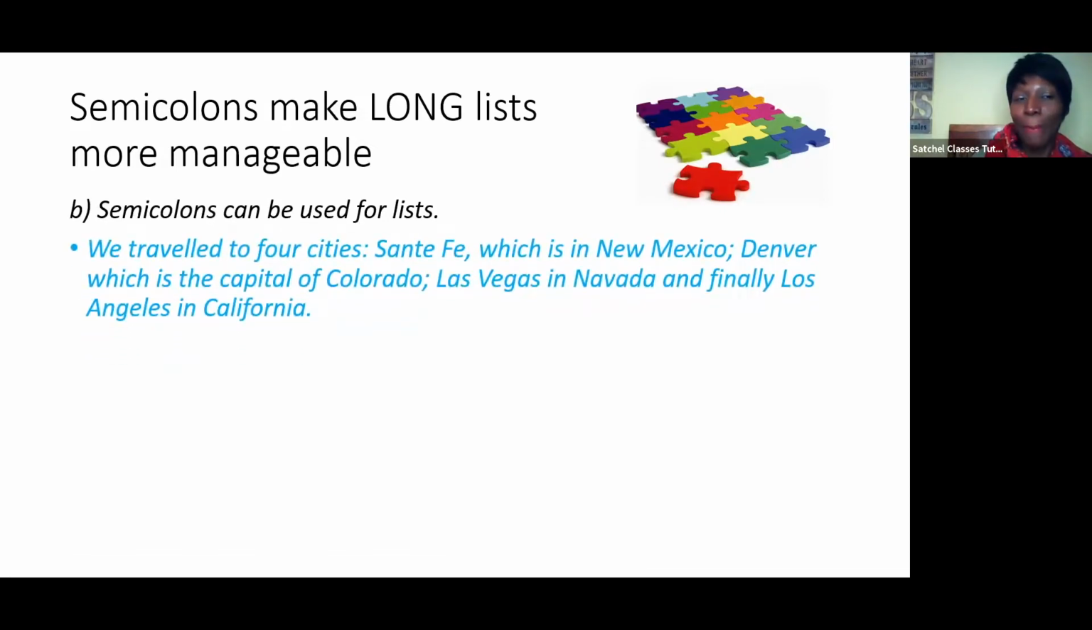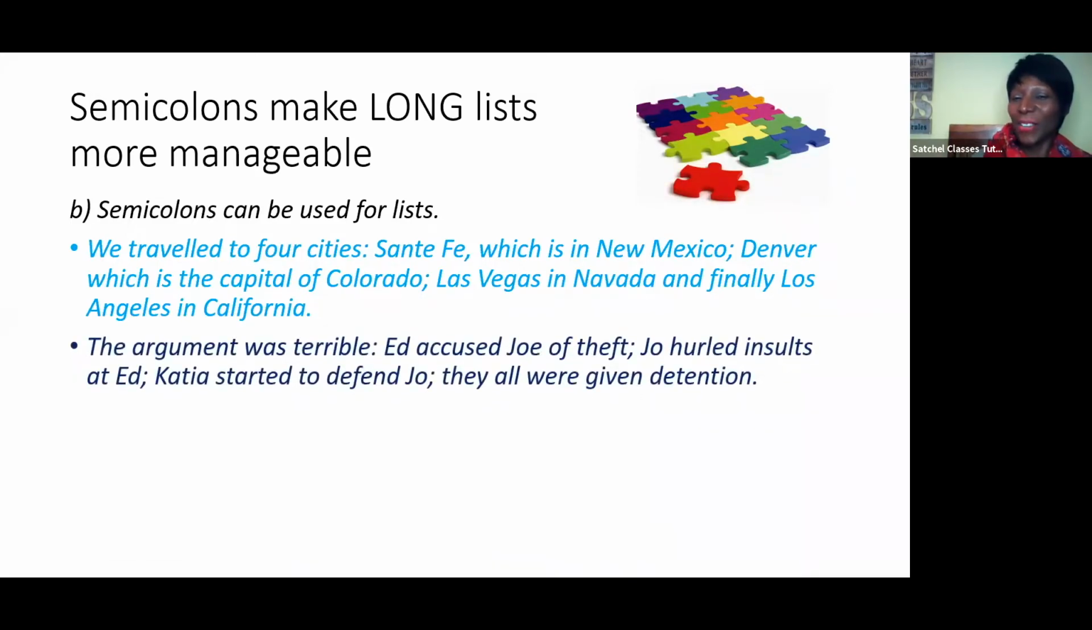Here's an example. We traveled to 4 cities: Santa Fe, which is in New Mexico; Denver, which is the capital of Colorado; Las Vegas in Nevada; and finally Los Angeles in California. So you've got this long list of 4 cities and where they are, and the semicolon helps to make the list more manageable. Here's another example.